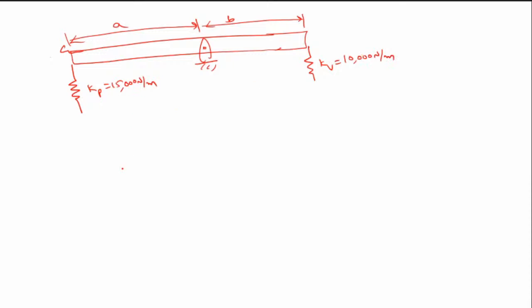A is given as 3.5 centimeters, and B is given as 2.5 centimeters. So B is equal to 2.5 centimeters, nothing but 2.5 by 100, that is 0.025 meters. So this is the hinge point B.